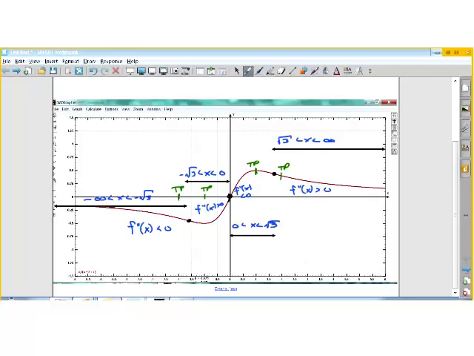So because of this, we said because of these, this is up, down, it's less than 0. So this means concave down. This means up. This means down. And this means up. And we can see that's the case. This is concave down, concave up, concave down, concave up.